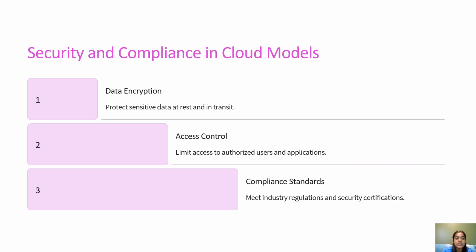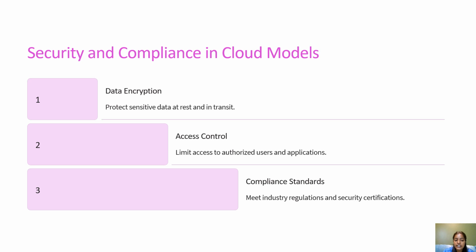Coming up to security and compliance in the cloud models, we have data encryption, access control, and compliance standards. Data encryption means protecting sensitive data, both at rest and in transit. Access control in the cloud models means limited access to authorized users and applications. Compliance standards meet industry regulations and security certificates. These are the compliance aspects in the cloud models.